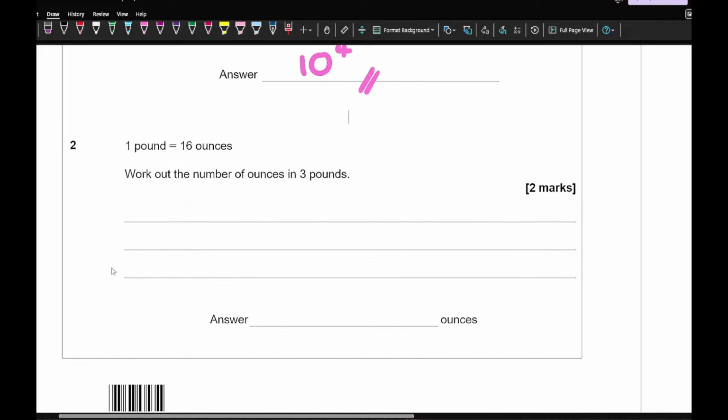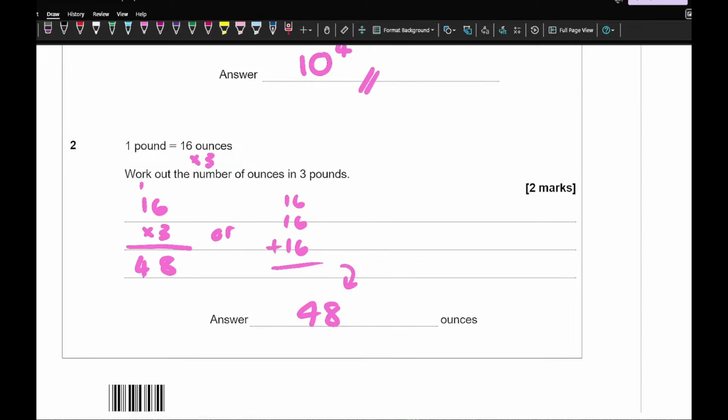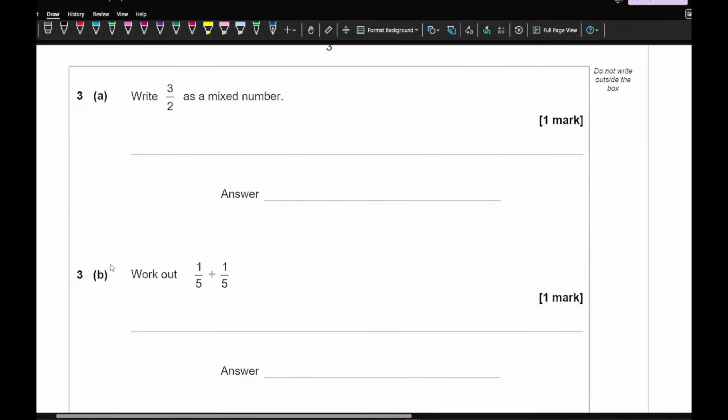For question 2, it says 1 pound equals 16 ounces. Work out the number of ounces in 3 pounds. So what we need to do is multiply 16 by 3. 6 times 3 is 18, carry the 1. 3 times 1 is 3, plus the 1 is 4. So the answer is 48. Or alternatively, you could just do 16 plus 16 plus 16, add them all up, and you should still get the same answer.